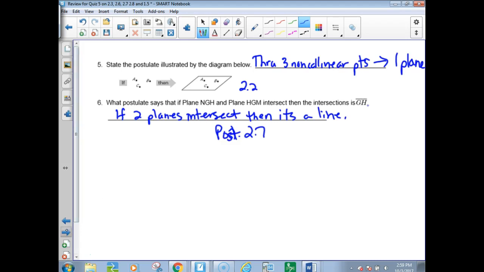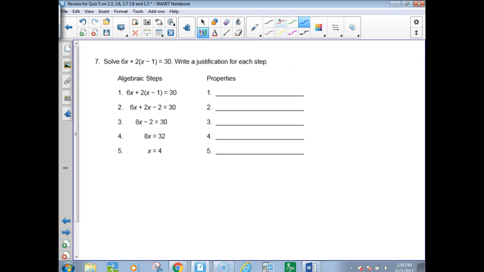But the reason I don't like memorizing that it's 2.7 is because it's not going to be 2.7 necessarily in another book. All the books don't do the geometry concepts in the exact same order. So when I did this in high school, it wasn't 2.7 probably. It was, I don't know if it was 4.7, you know, or 4.1. It depended on the book and the author. So I'd rather have you know what it says.